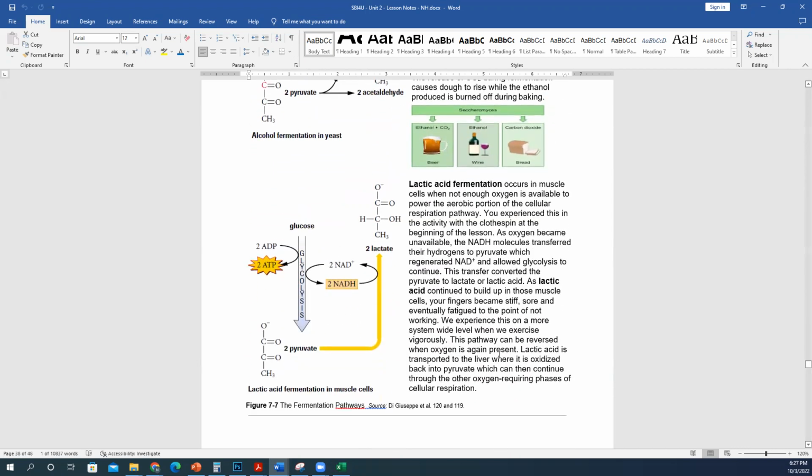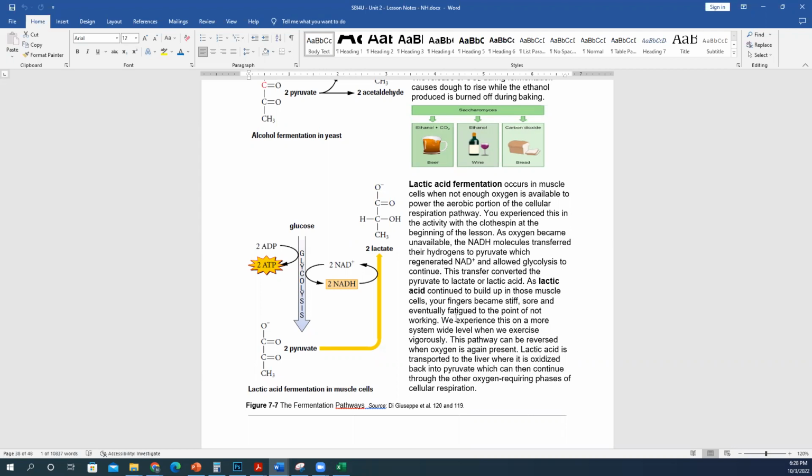In multicellular organisms, we have lactic acid fermentation, and it happens in muscle cells, for example, for us, when we don't have enough oxygen available for the aerobic portions of cellular respiration. You have probably had this feeling of muscle fatigue, or if you've run really hard, you might feel like your muscles are all cramped up and tightening, and after strenuous activity, you might feel quite a bit of pain. This is a result of lactic acid fermentation.